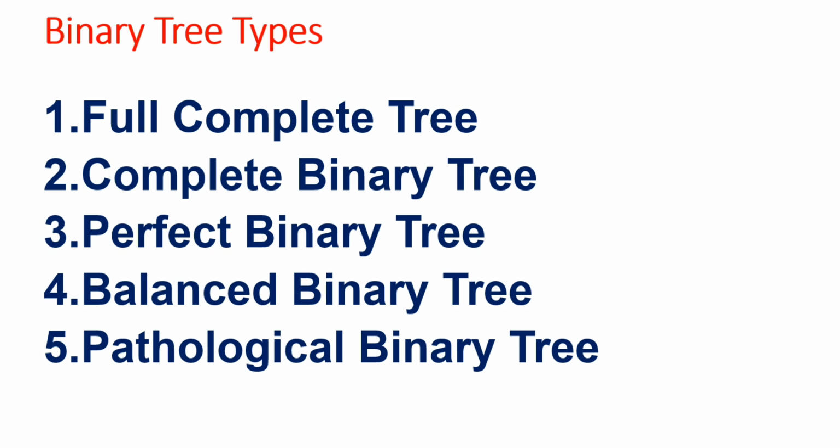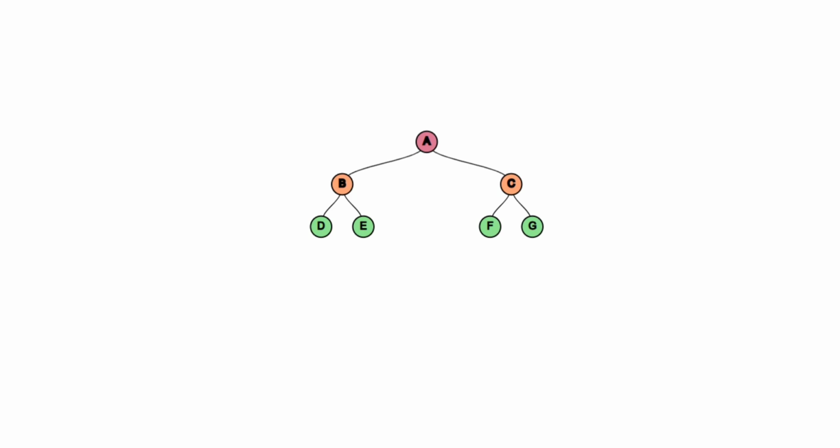We move on to the full binary tree. A, B, C, D, E, F, G. We need to construct a full binary tree. This is the full binary tree. What does a full binary tree say? Every node contains two children. B and C are the child nodes of A. D and E are the child nodes of B. F and G are the child nodes of C. This is the full binary tree.